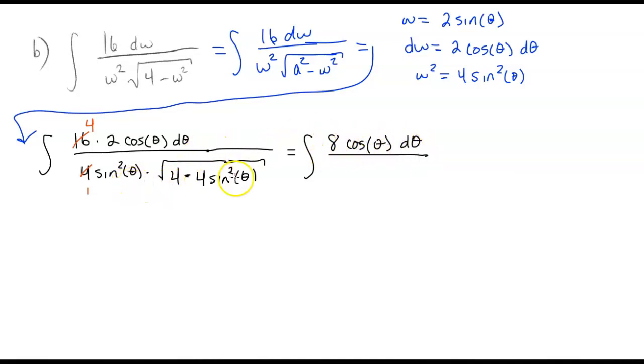And in the denominator here, we'll still have this sine squared theta. But now we see that this 4 minus 4 sine squared, we could rewrite this as 4 times 1 minus sine squared theta. And of course, that 1 minus sine squared theta is just going to be cosine squared theta. Okay.